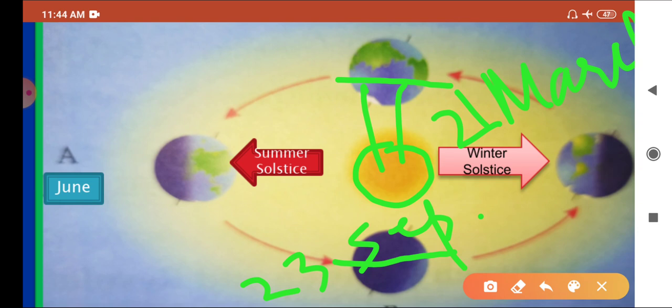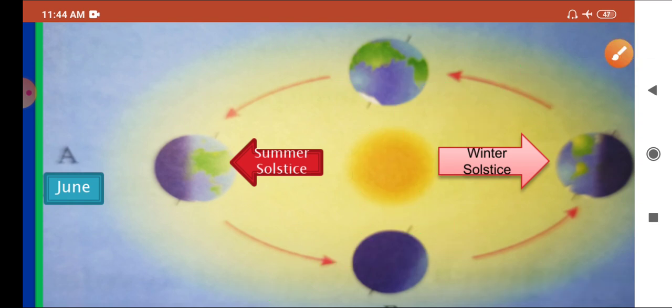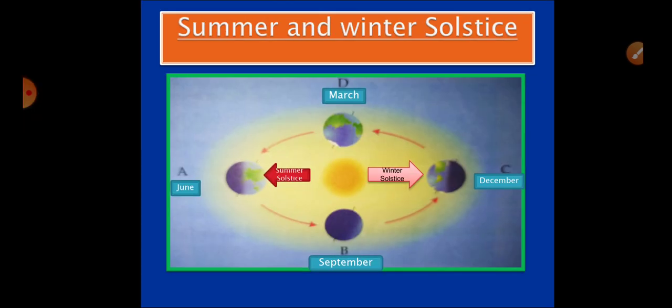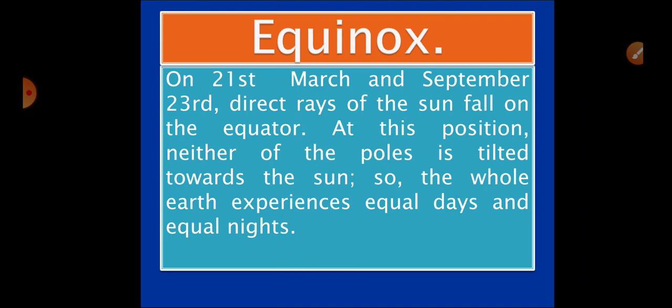Meanwhile, on 21st March and 23rd September, we have equal day and equal night on the earth's surface. This is called an equinox. I hope this point is clear to you, that equinox refers to equal day and equal night because of the position of the earth, because it has gone completely in the opposition.